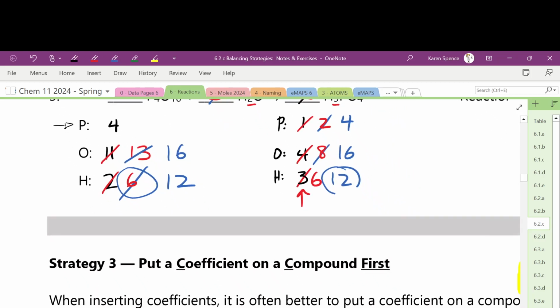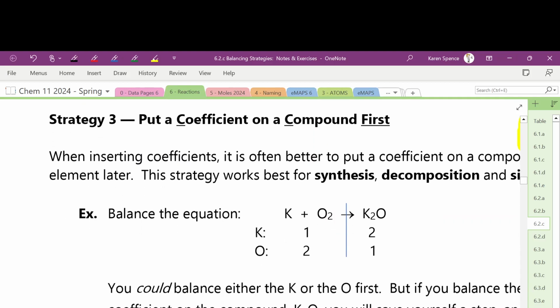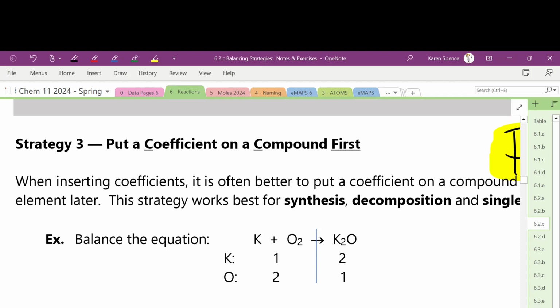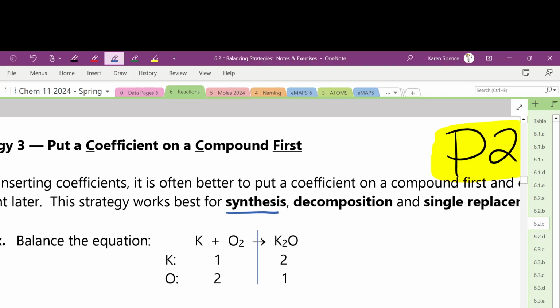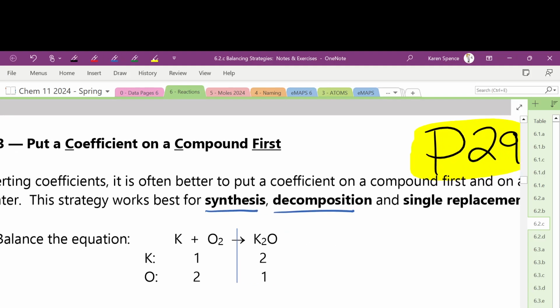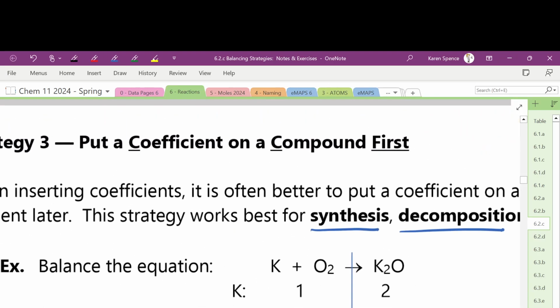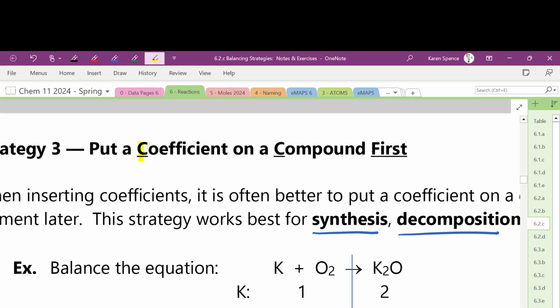Okay, so we've got our even and odd strategy, use the lowest common multiple. Here's another strategy that will work. This works best for synthesis, decomposition, and single replacement. If you've got some elements and a compound, put the coefficient on the compound first.